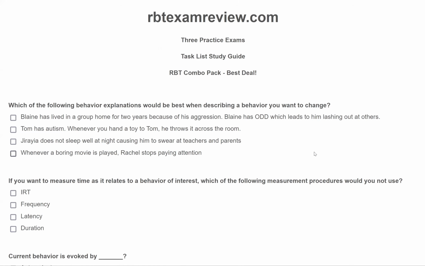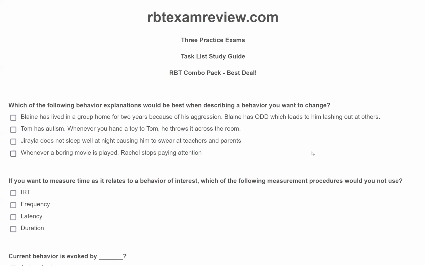B, Tom has autism. Whenever you hand a toy to Tom, he throws it across the room. So be careful here. Yes, we state Tom has autism, but do we attribute the behavior to the autism? We don't. We just say whenever you hand a toy to Tom, he throws it across the room. We're not giving an explanation. We're not saying because Tom has this disability or this diagnosis. All we're saying is you give a toy to Tom, he throws it across the room. Can you measure? Can you observe that? Absolutely. So B is going to be better than A. But is it our best option?